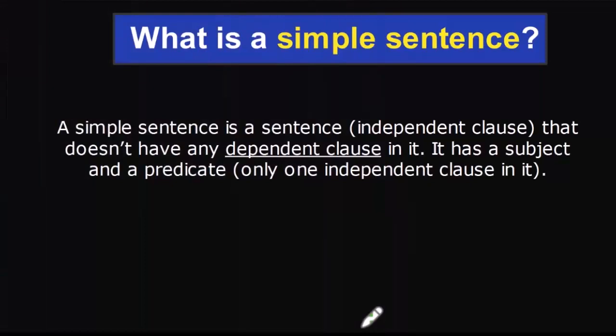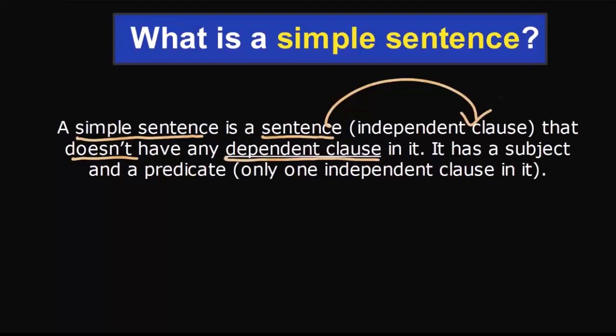Alright, everybody. Now let's understand what exactly a simple sentence is. As the name goes, it's quite simple. A simple sentence is a sentence of an independent clause. An independent clause is a sentence, right? So it is an independent clause that doesn't have any dependent clause in it. In other words, it is just one independent clause. It is just one clause, and that is independent clause, right? It cannot have more than one clause in it. It is just one independent clause that doesn't have any dependent clause in it, right?